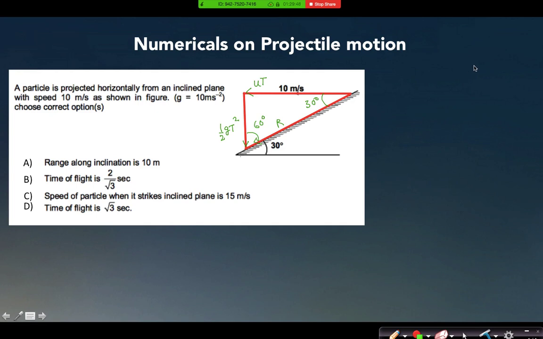So can I write down the equation, the sine rule: 10 divided by sine 60 degree, which is root 3 by 2, is equal to half gt square, which is 5t square. So it is 10t, sorry. 10t divided by sine 60 degree equal to half gt square divided by sine 30 degree, is equal to range divided by sine 90 degree. Tell me whether I can write down this sine rule or not. Yes, sir.